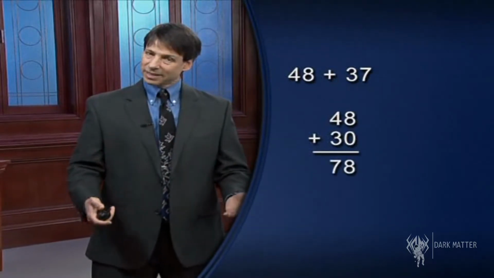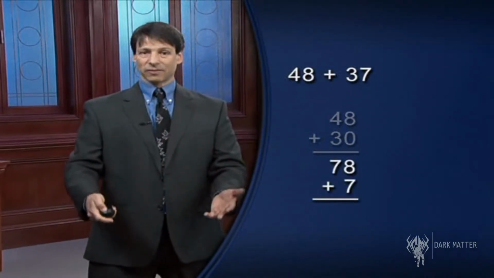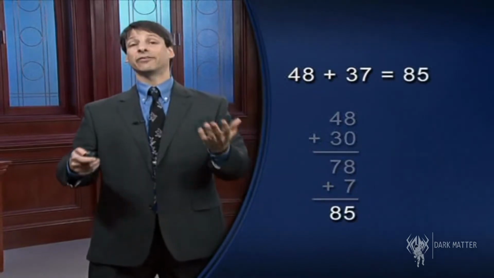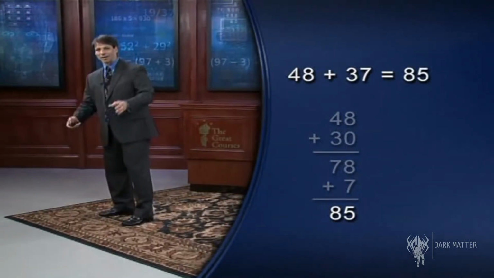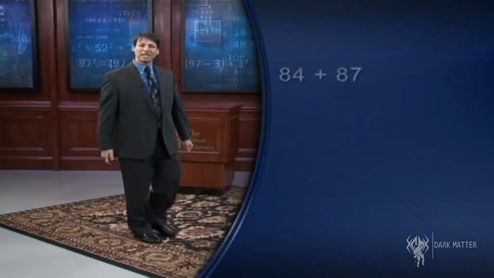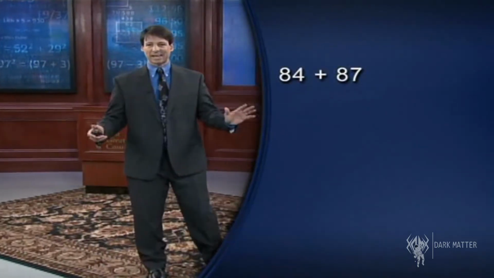What's our strategy? First add 30, then add 7. 48 plus 30 is 78. Then add 7, giving us 85. All right, here's a bigger one. Let's try 84 plus 87.